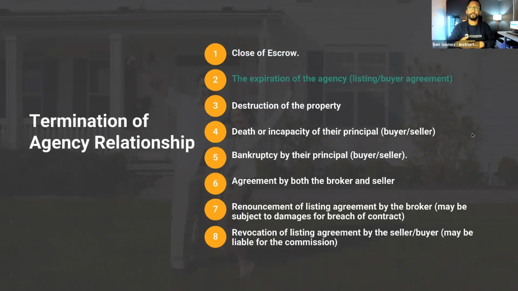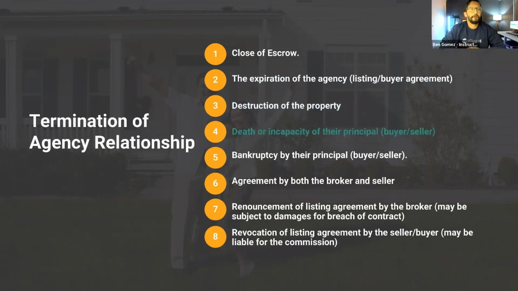Another way it can terminate is expiration. If you hired me, Carla, to sell your property and our agreement ended on March 31st, as of today, April 1st, our agency has expired. We are no longer an agency anymore because our time frame has expired. If you hired me to sell your property and for some crazy reason, the destruction of the property happened, well, we don't have agency anymore because there's no property to discuss. Carla, we had an agreement, but you passed away. Well, there's no other party anymore, so that agency is now terminated.